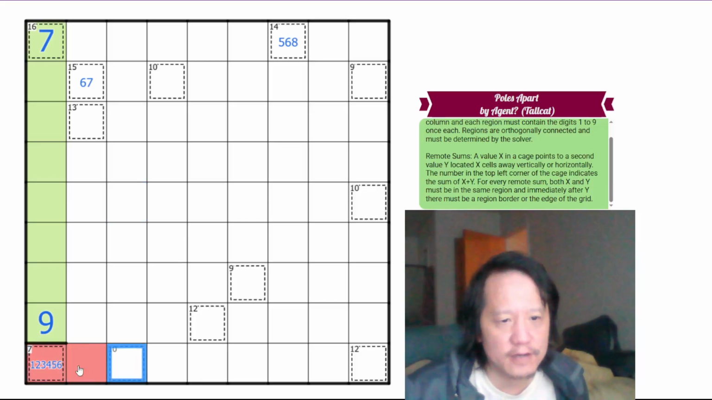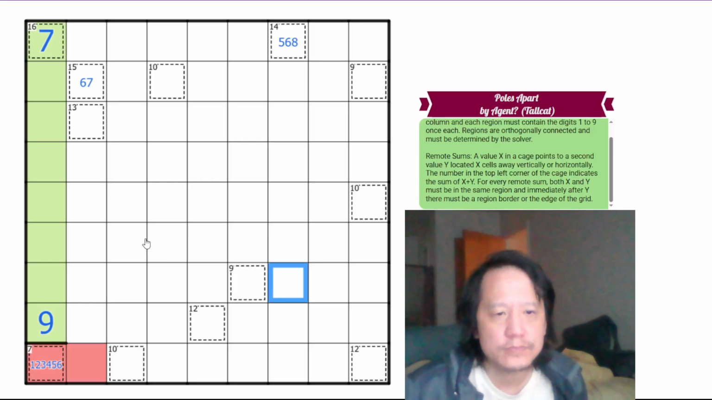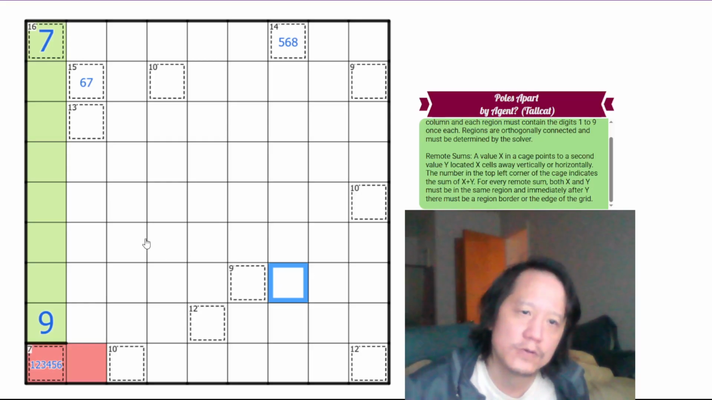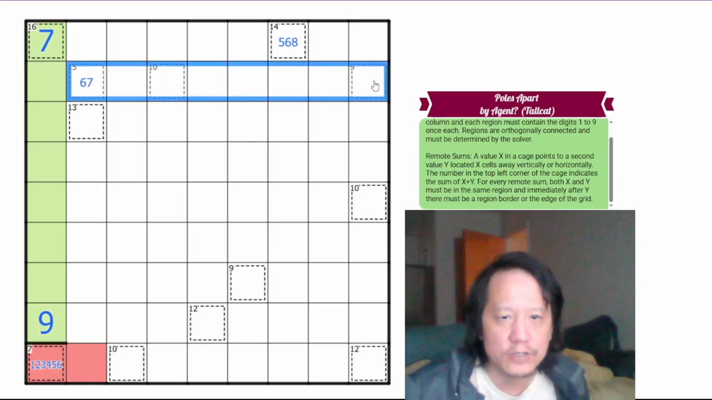2 and 5. 3 and 4. 4 and 3. 5 and 2. 6 and 1. 1, 2, 3, 4, 5, 6. Say this was 7. Okay, so say this was 1 and 6. That would force us to be 7 away and 7 and 8. So it'd be 1, 2, 3. You could only go this way. So it'd have to be 1, 2, 3, 4, 5, 6, 7 away. So that would be 7 and 8.